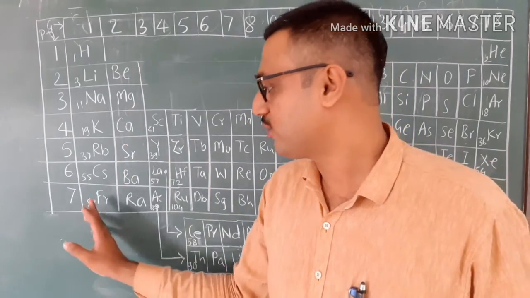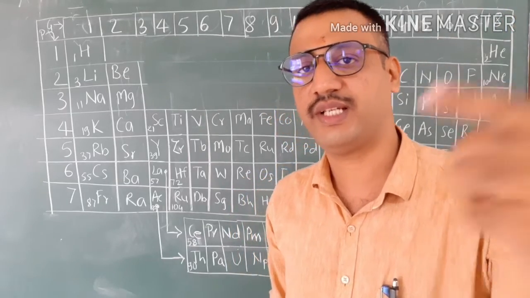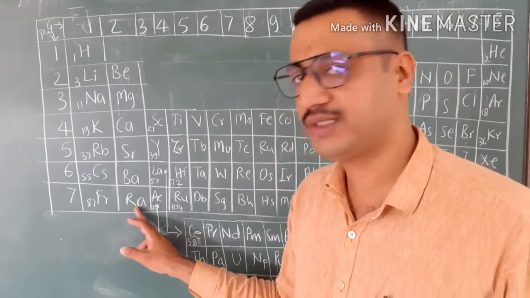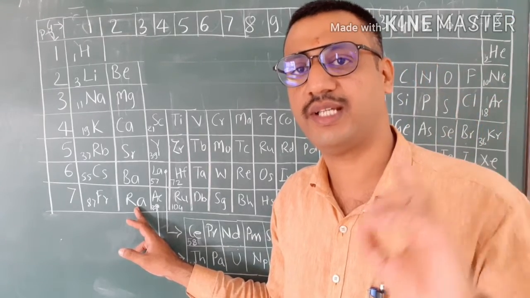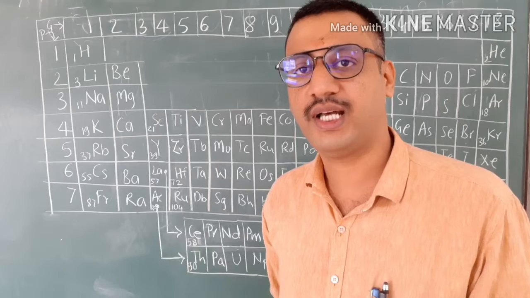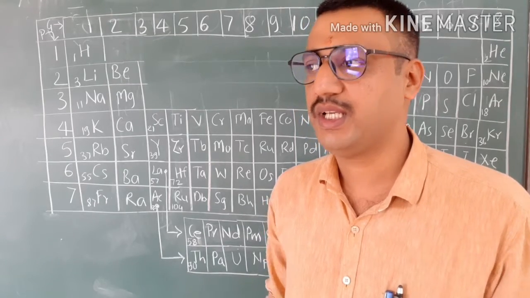Okay. First group elements have one electron in their valence shell, they lose one valence electron, that's why their valency is 1. Second group elements have 2 electrons in their valence shell, they lose 2 valence electrons, that's why their valency is 2.